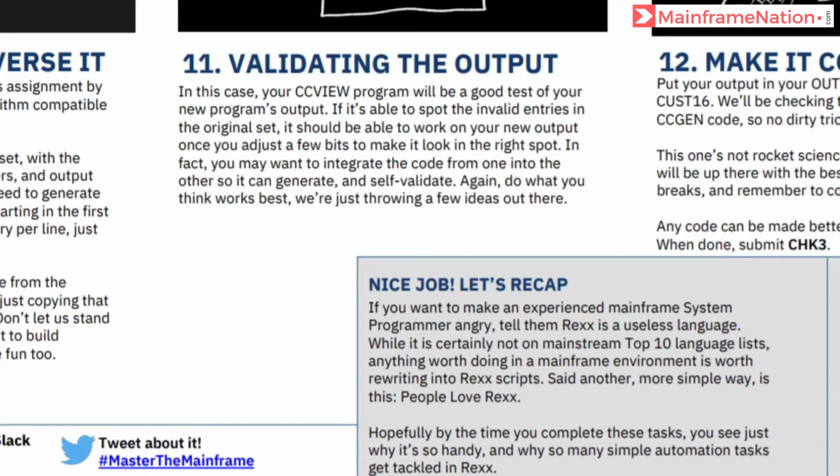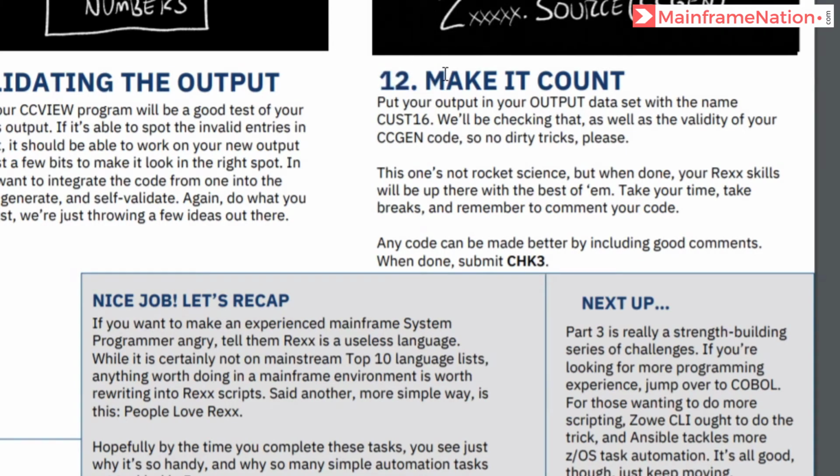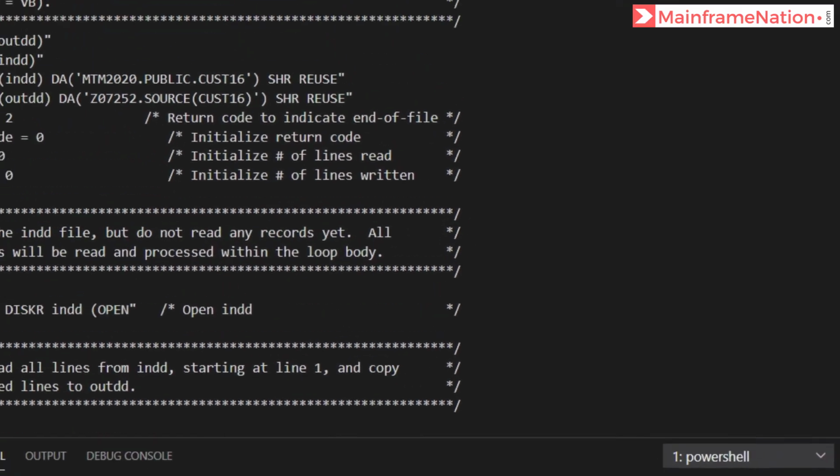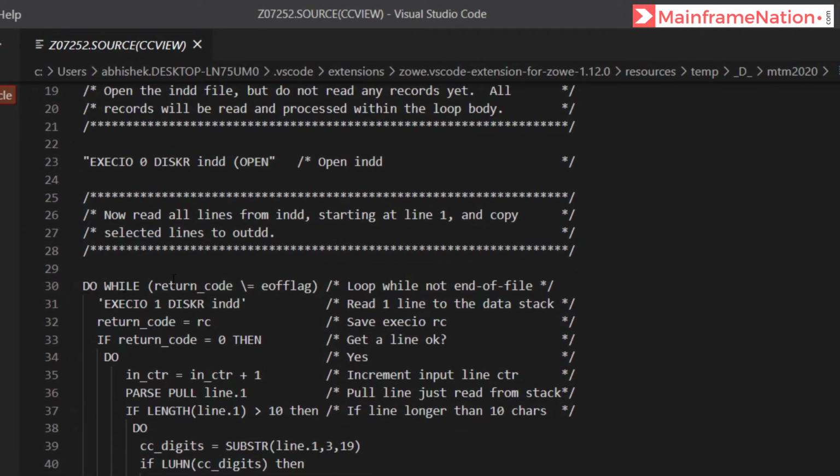In step 11, it is telling us that we can use ccview to verify our code. In the final step 12, what we have to do is put the 500 valid numbers inside the output dataset in a member called customer 16, and then we can submit chk3 job. Now let's go to ccview. Then from line number 13, we can change it to while. Do this while out counter is not equal to 500, because we want 500 records.